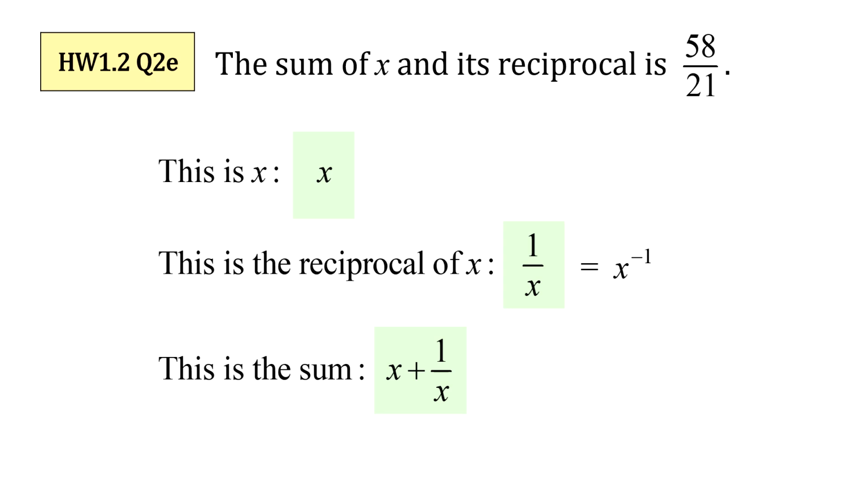And to do this, we will need to, of course, get rid of the denominator and do what we did earlier on, multiplying all terms by the denominator x.